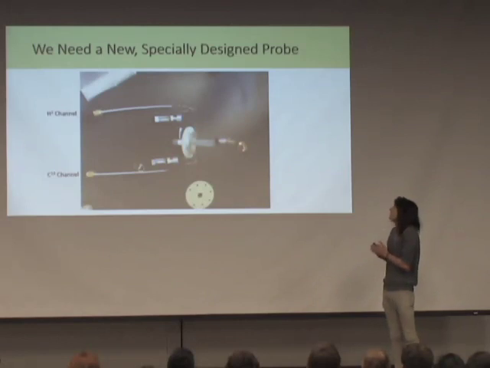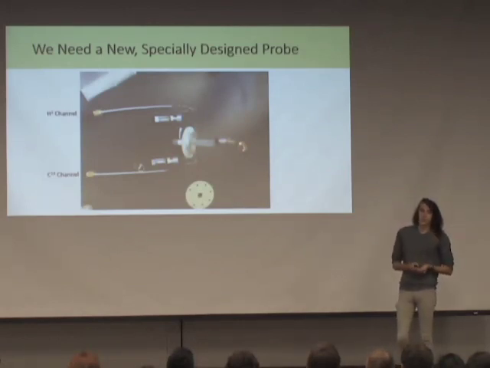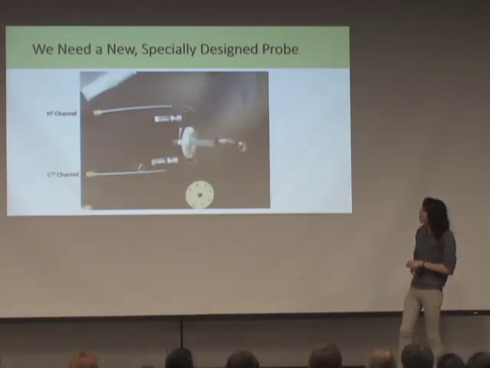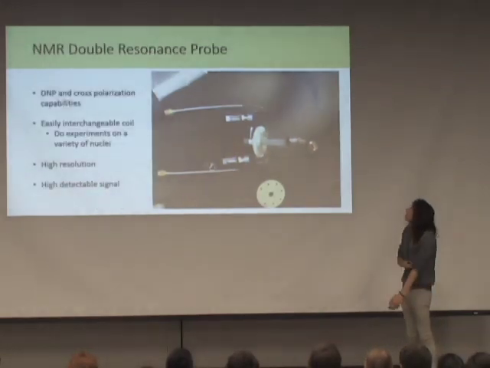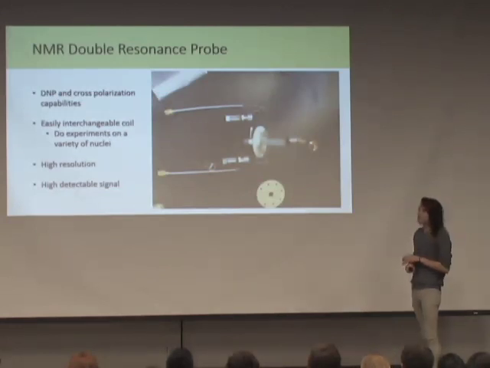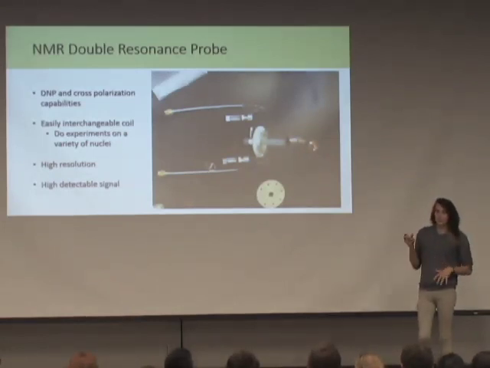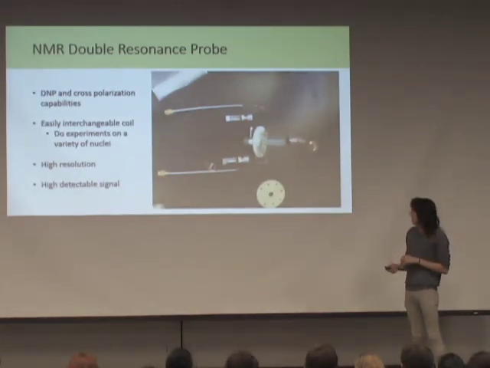To do this, we need a new kind of specially designed probe that you can't buy commercially. We have to design it to have two channels, a proton channel that will make a pulse through this inductor at the protons' resonance frequency, and a carbon channel. This will give us DNP and cross-polarization capabilities. It's also been designed to be easily interchangeable with the coils, so we can do a bunch of different nuclei, as well as proton and carbon-13.